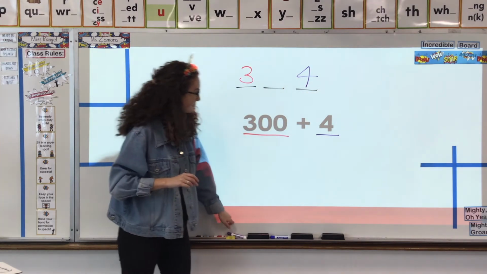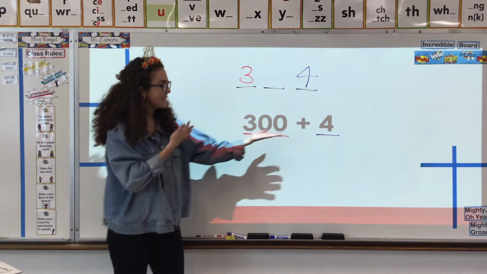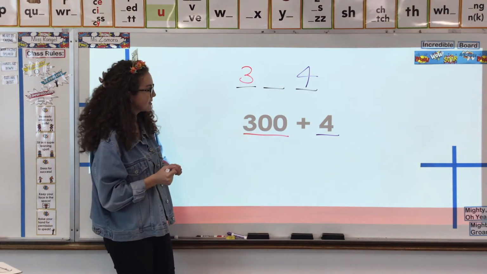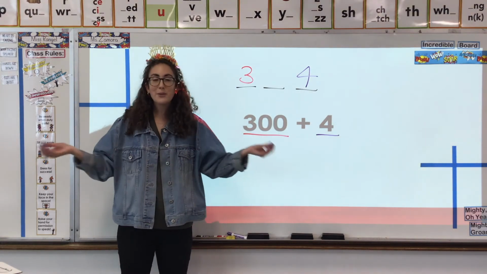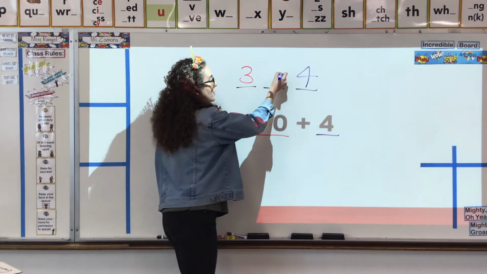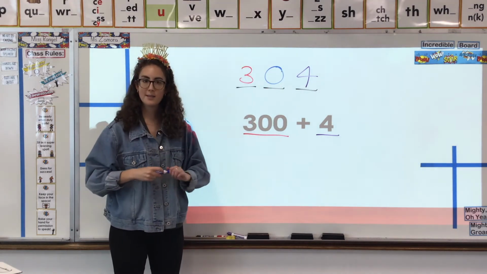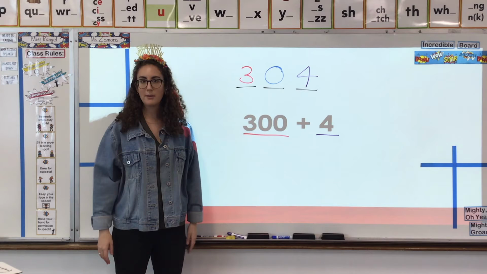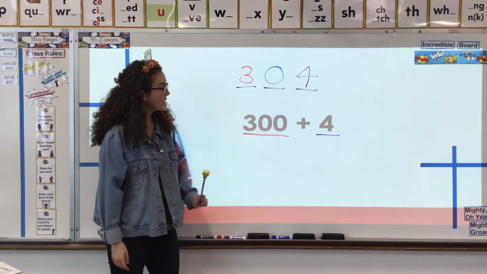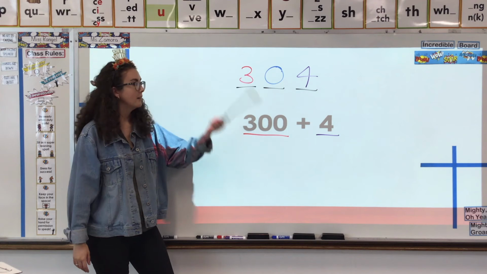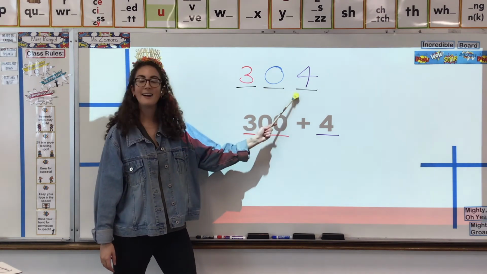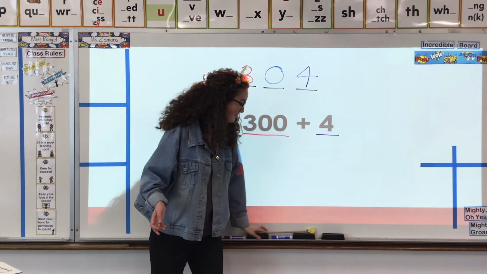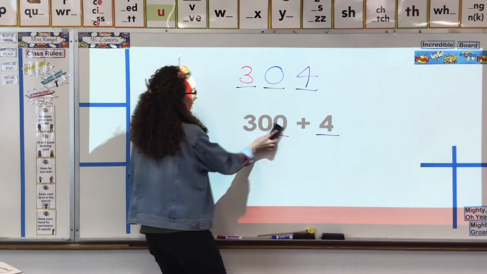Good job. Is there any tens in this number? Are there any value being held in the tens place? No, there's no tens here. So if there's no value in a certain place, we hold that with a nice 0 to show there's no value there. So Super Scholars, 300 plus 4, that number is 304. Exactly. Awesome job.